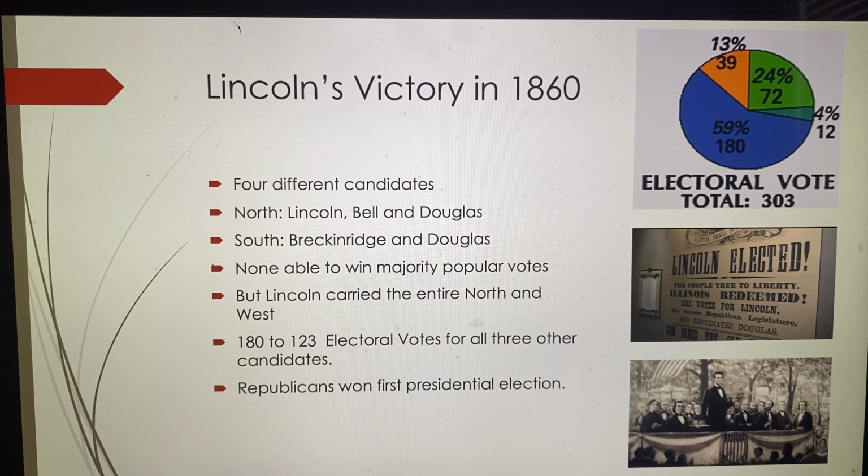Now we had John Fremont already running as the first Republican candidate, but Lincoln was the first to win the presidency, to be voted president as a Republican. And we're not talking about the Republican Democrats back in Thomas Jefferson's time at all. We're talking about a totally new party called the Republican Party, which is the Republican Party today too. So Lincoln became the first Republican president.